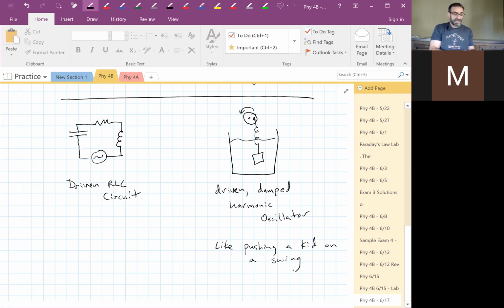But if you push at the wrong frequency, then sometimes you're pushing with the oscillator, sometimes you're stopping it, and nothing really happens. It's just kind of chaotic motion. It never really oscillates very much in terms of the amplitude of oscillation.